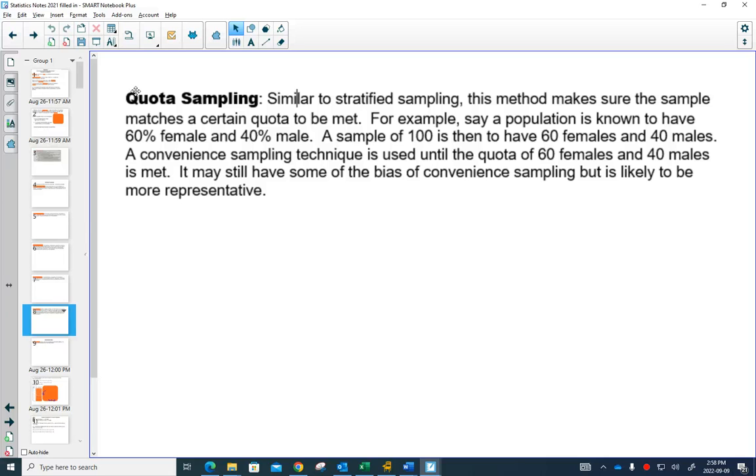So you could do a quota sampling randomly for the school. You're asking 100 students, but once you hit 25 grade 9s, you no longer ask any more grade 9s. Then you still randomize it until you get 25 of each one. So you can see why it's very similar to the stratified, but just a little bit different in its technique.